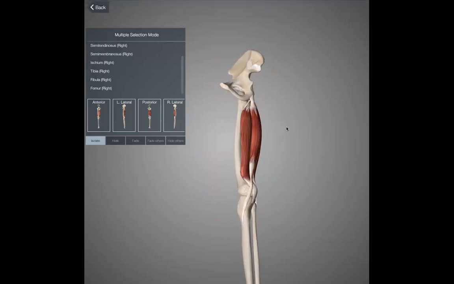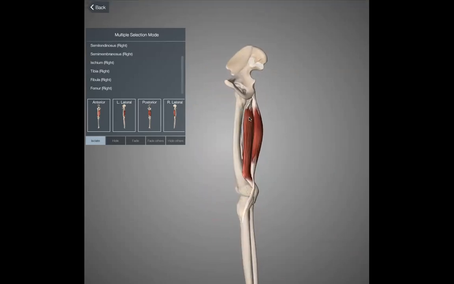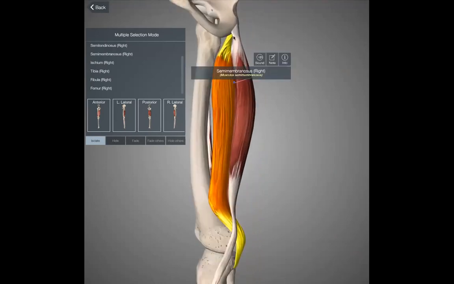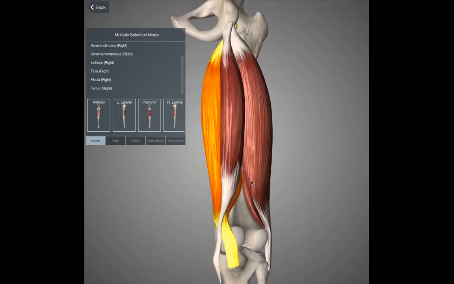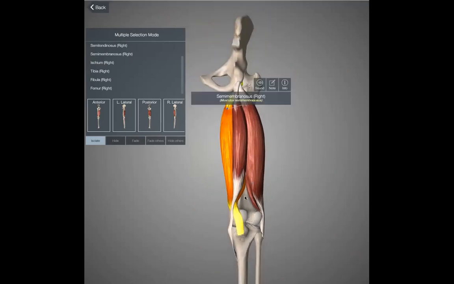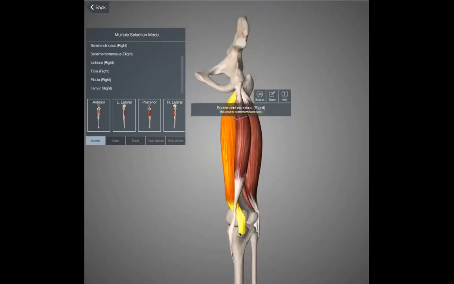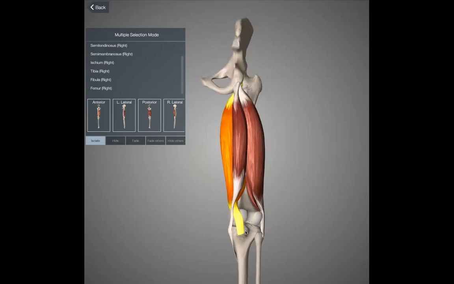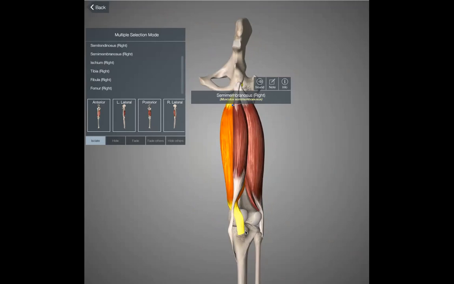The semimembranosus originates from the ischial tuberosity and attaches to the medial tibial condyle. Here, that's the medial tibial condyle, and it attaches on it. Again, flexion of the knee, and innervation is the sciatic nerve. So these are the posterior compartment.